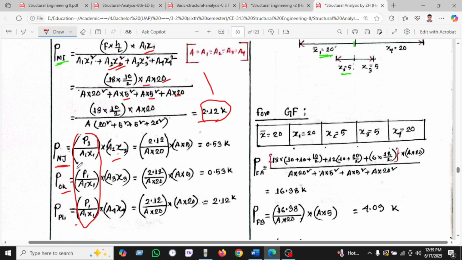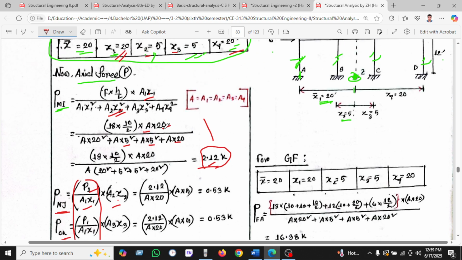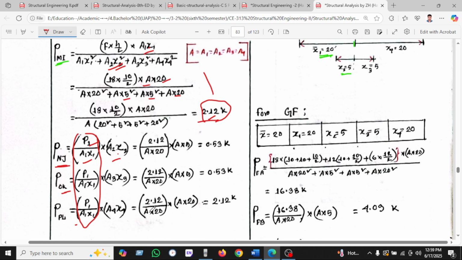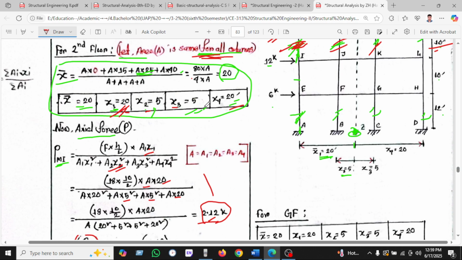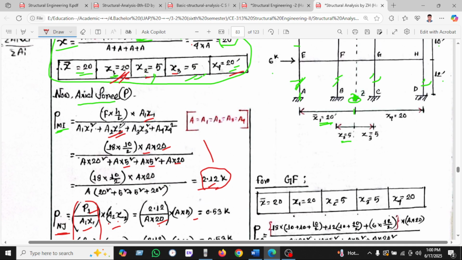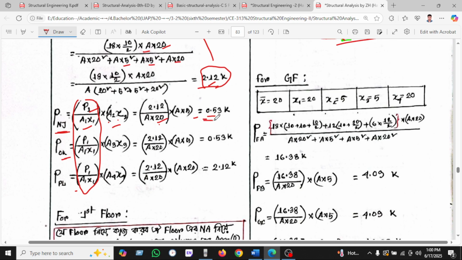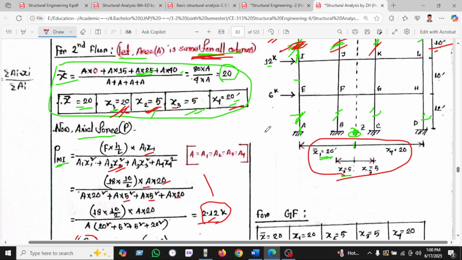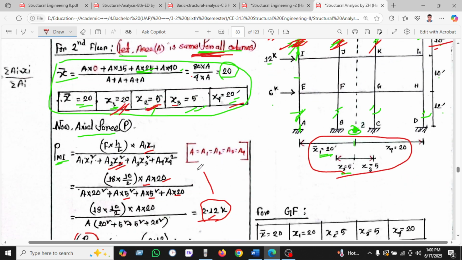And A2 X2 for PNG remains the same. And P1, we know the value, we have taken 2.12, and A is the same, and the X1 value has been found as 20, so we are putting 20. And A2 is the same, as we have been taking the same section for all. And X2 is 5, as we have found from this picture. In this case we have found PNG, which is 0.53. So this is 0.53 for the axial load.